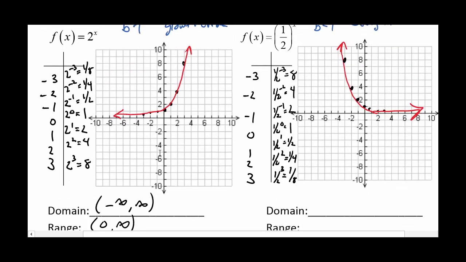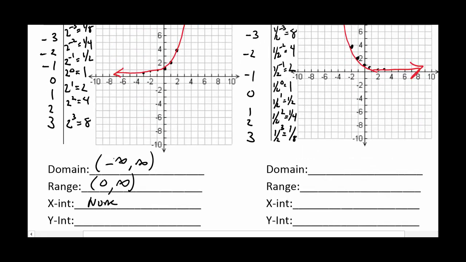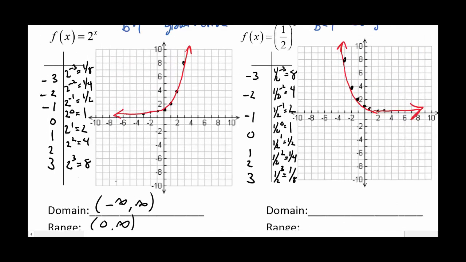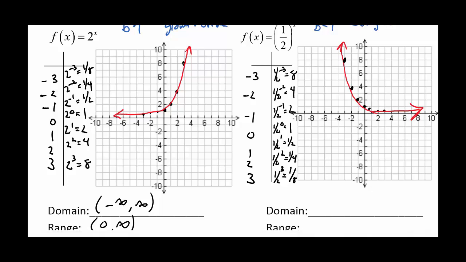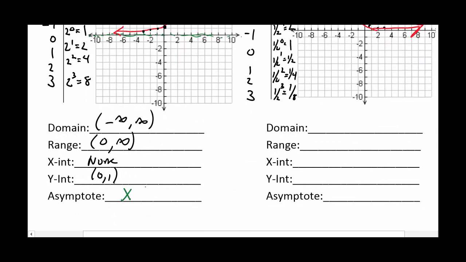What about an x-intercept? In this case it does not cross, so there is none. What about a y-intercept? Okay, it crosses at 0, 1. And graphically, what do we call that when I have this line, sort of a line in the sand, that doesn't actually cross the x-axis at all? That's what we refer to as an asymptote, and it has the equation of y equals 0.